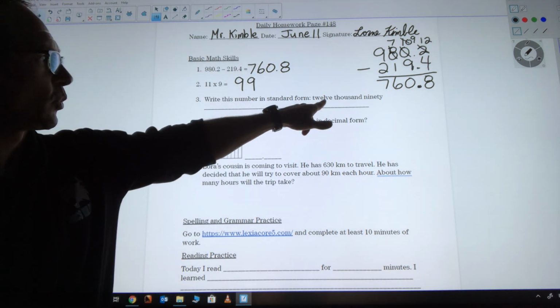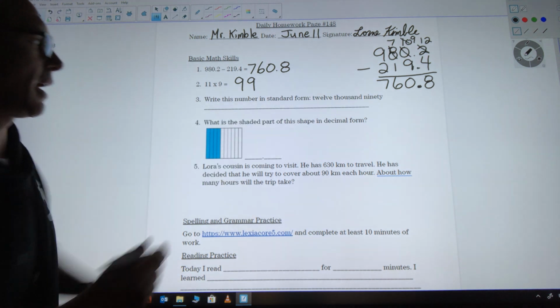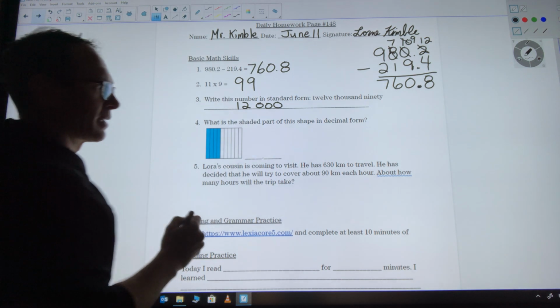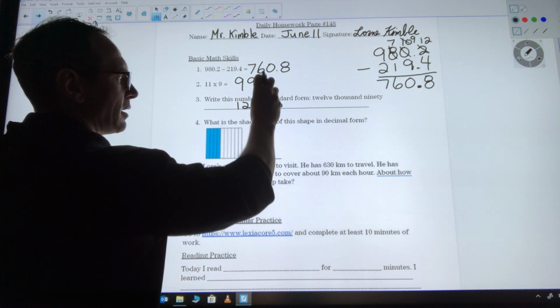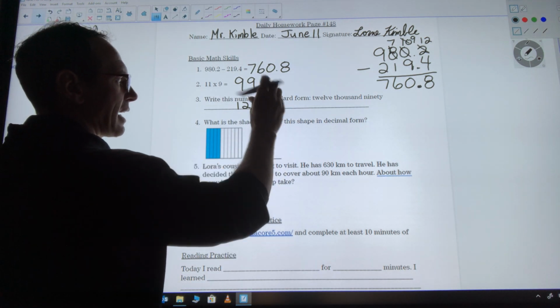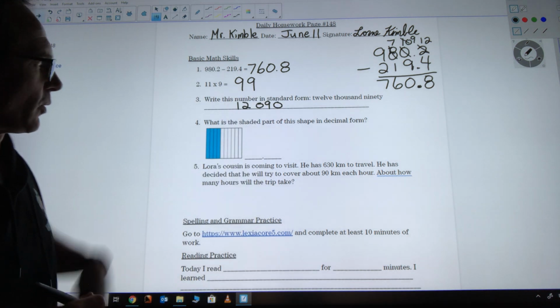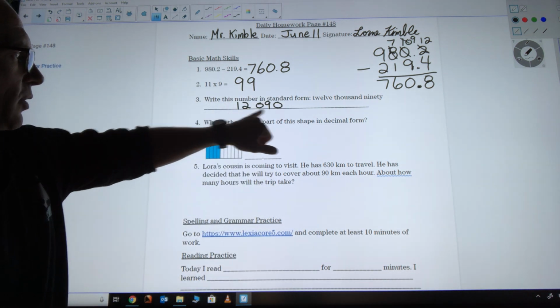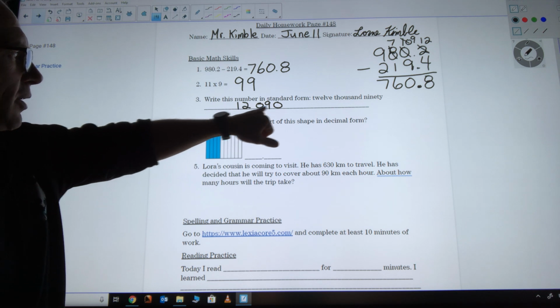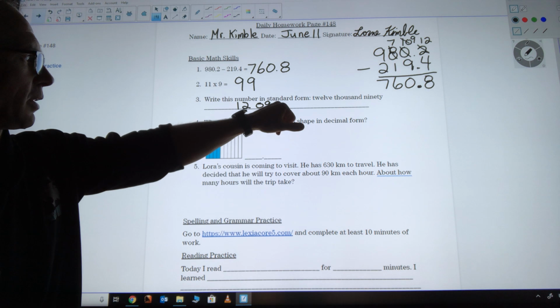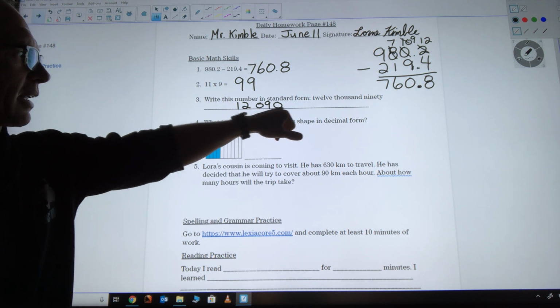The standard form for 12,090. Well, I know that 12,000 looks like this, and 90 would mean that I'd need to have a 9 in the tens place right there. So 12 090. I put a space right here to make it easier to read the number. Always put a space every 3 digits starting at the ones place.